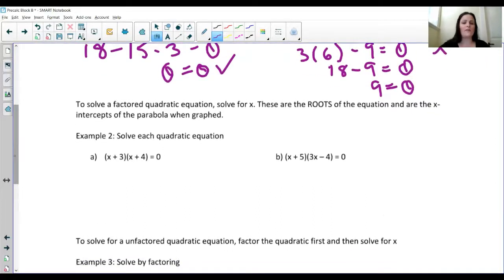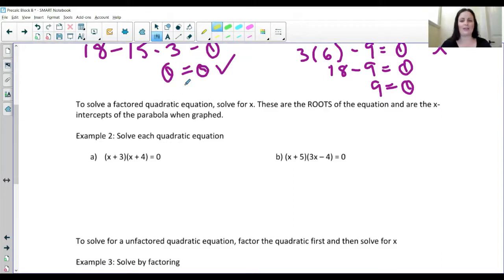So to solve the factored quadratic equation, solve for x. These are the roots of the equation, not zeros, because it's an equation, not a function, and they are the x-intercepts of the parabola when graphed. Because it's specifically equal to 0, that means we're looking for the roots, and the only points that are valid on that parabola are the x-intercepts.